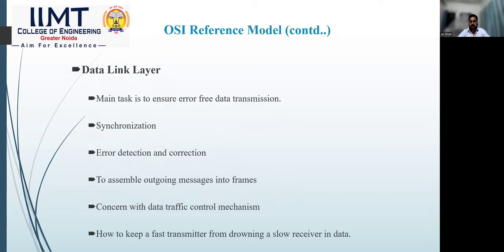Next layer is the data link layer, whose primary objective is to ensure error-free transmission from one node to another. Other functions are synchronization, error detection and correction, framing. It also controls the data traffic and ensures how to keep a faster transmitter from overwhelming a slower receiver in data.